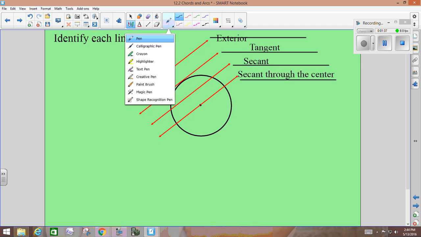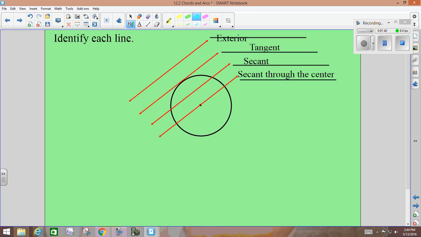Alyssa, what would you call this part of the secant line? Good. This part of a secant line right here, in purple, that's called a chord. A chord is a segment whose endpoints are on the circle. So, Alyssa, would you consider the diameter to be a chord? Yep. The diameter is a chord because its endpoints are on the circle.